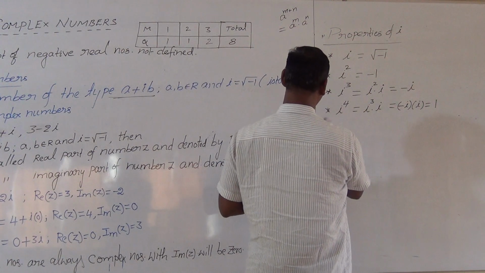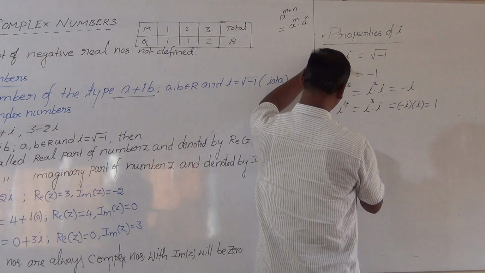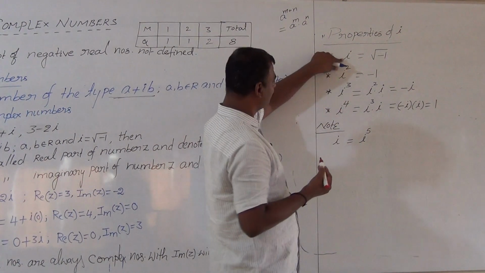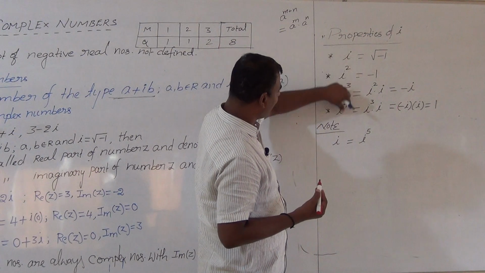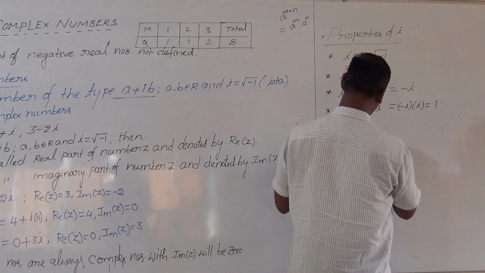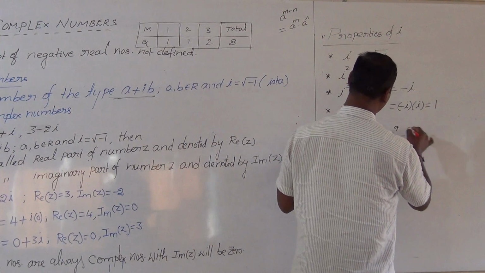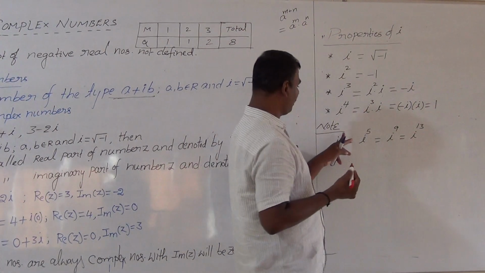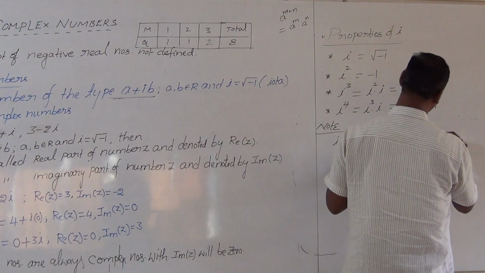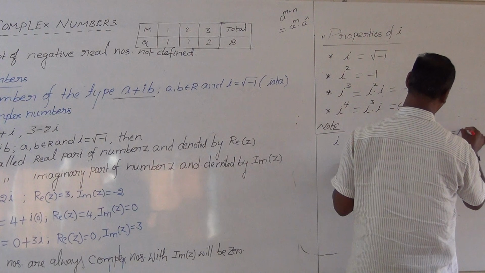So according to this, I can write some values. See here, note and remember. Iota value will also be equal to iota raised to 5. That means with the difference of 4, the values are repeated. Iota raised to 5, i raised to 9, i raised to 13. Observe, all of you, with the difference of 4, 4, 4 like this, the value is the square root of minus 1, that is called iota.